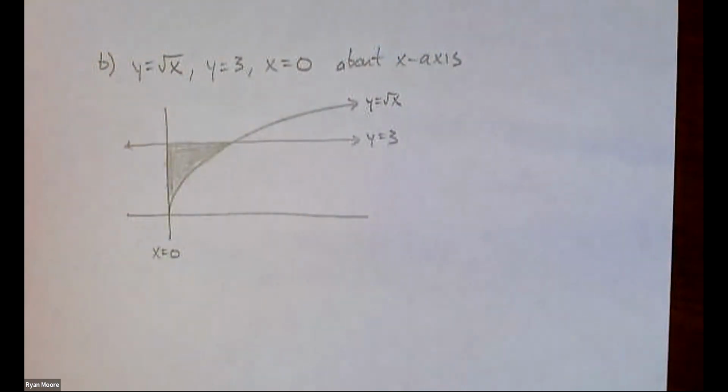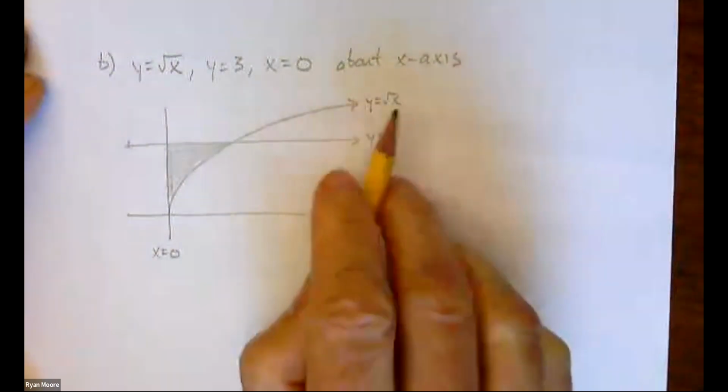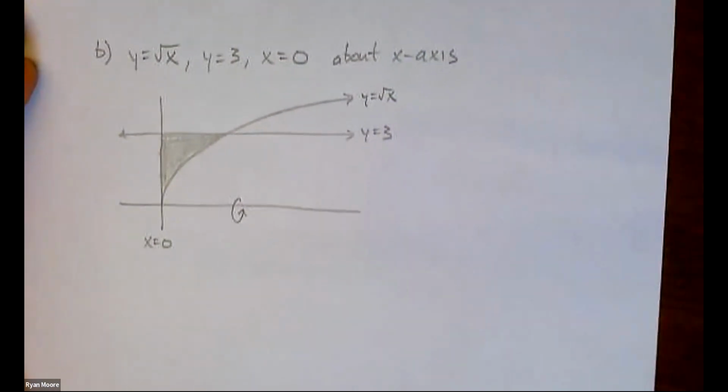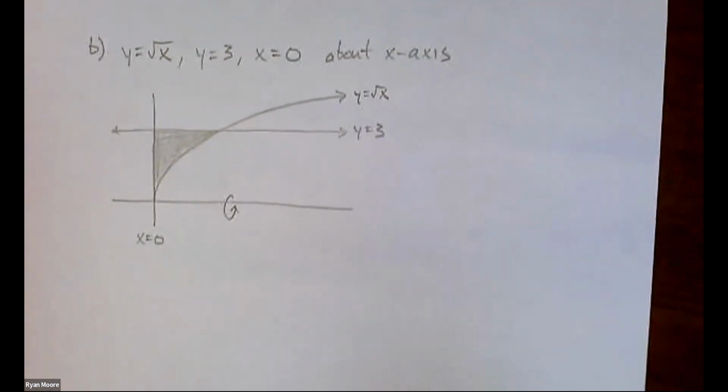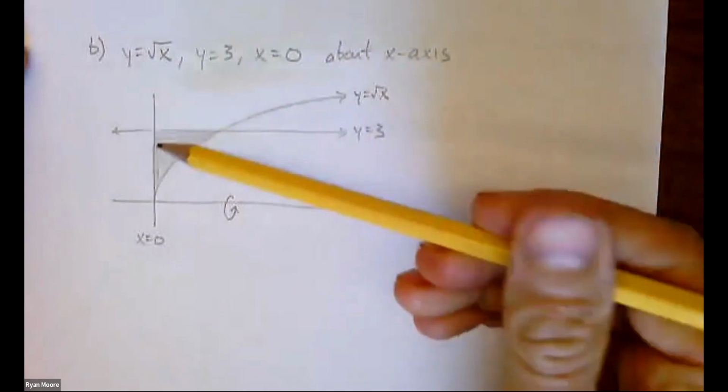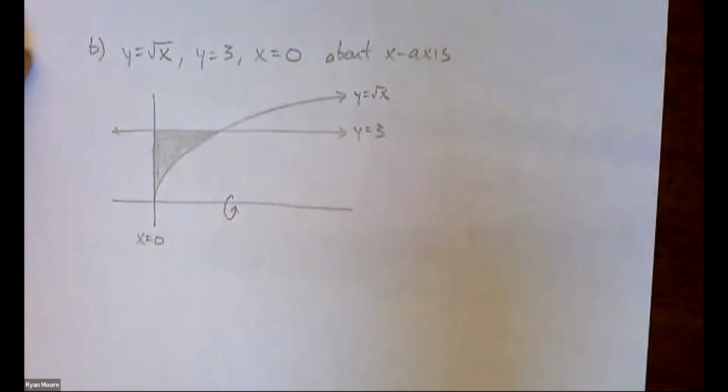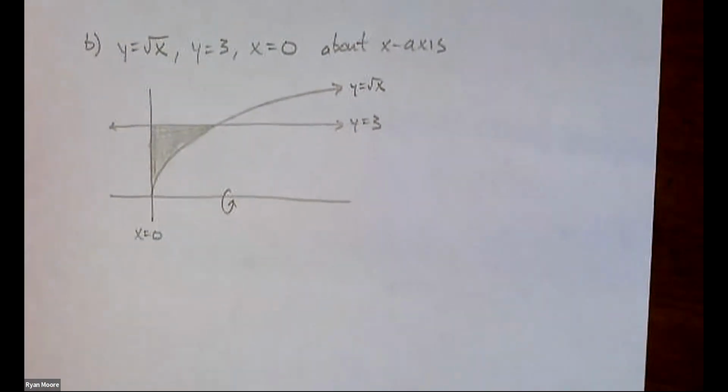Okay. Looks good. How is it being revolved? About the x-axis again. It's spinning this way. Okay. All right, first question: is this a disc or a washer? As this spins around, does it leave a gap? Yes, it does. This will be a washer.